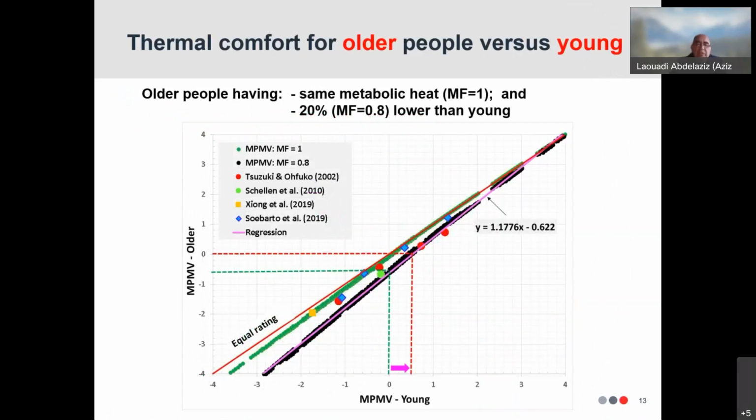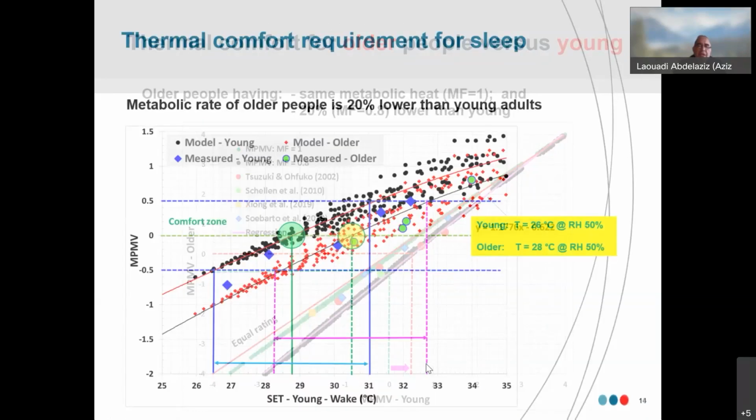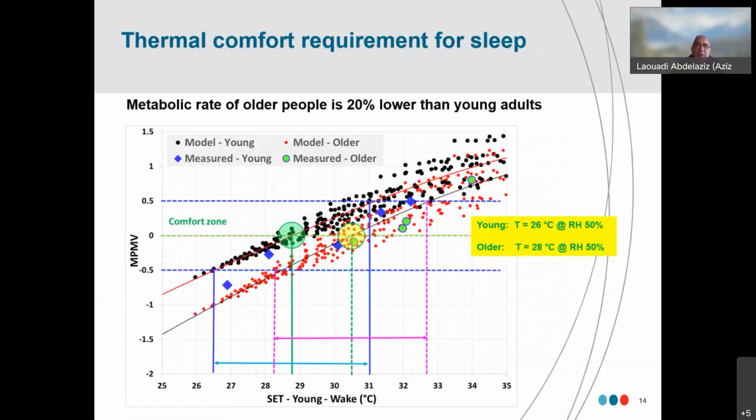We have used this new index to generate comfort requirements for older people versus young adults, as shown in this graph. Older people having a lower metabolic rate than young adults, they perceive the indoor condition as cooler. In order to get the same comfort level as young adults, they will need a warmer temperature. The same thing happens for a sleeping environment. Older people will need a warmer temperature by up to 2 degrees in order to be comfortable in the sleep state.